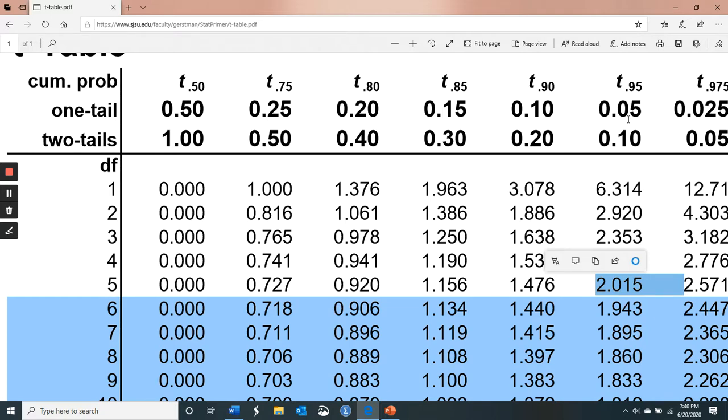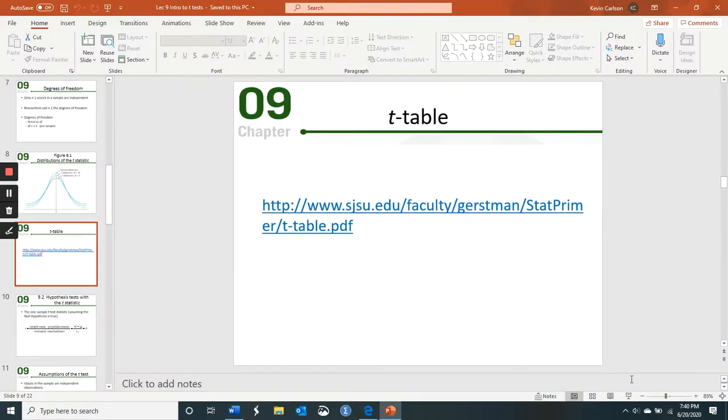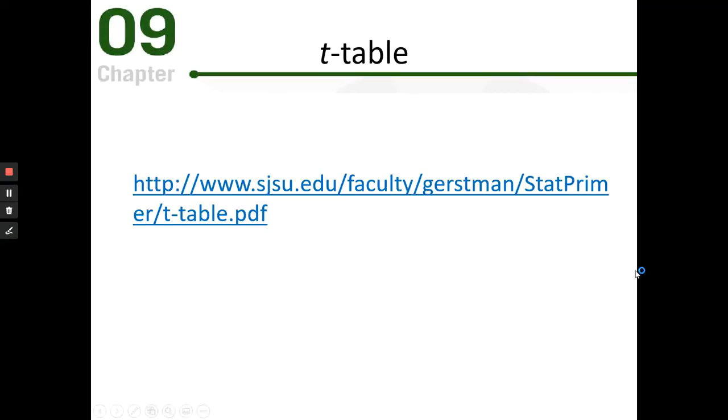So that's basically how it works. Again, I'm just introducing things to you. It will become clear when we actually do real problems with real data. So this is just introducing it. You might want to save that table as a bookmark.